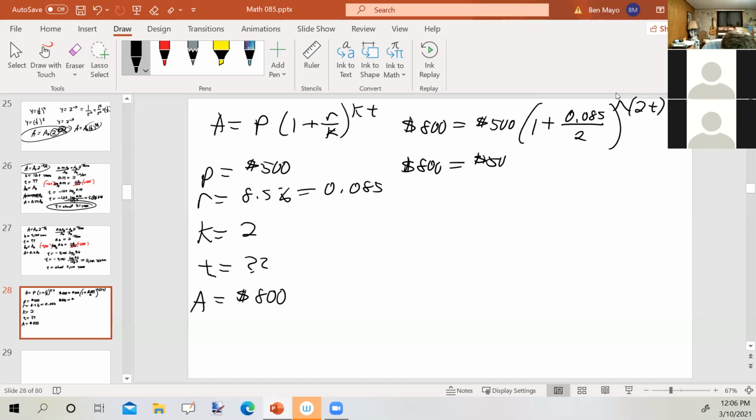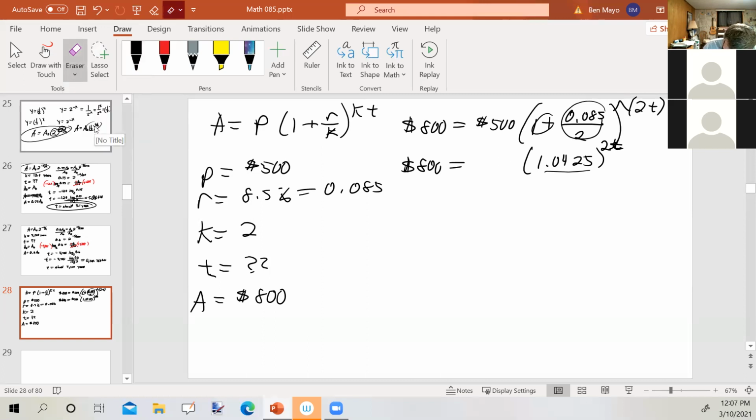$800 equals $500 times 1.0425, all raised to the 2t power. Okay. So I took this divided by that plus that, and I got my 1.0425. The problem with this is that, for one, it's messy, so let's clean it up a little. I can't change this into a logarithmic equation yet. I need to get rid of the 500.